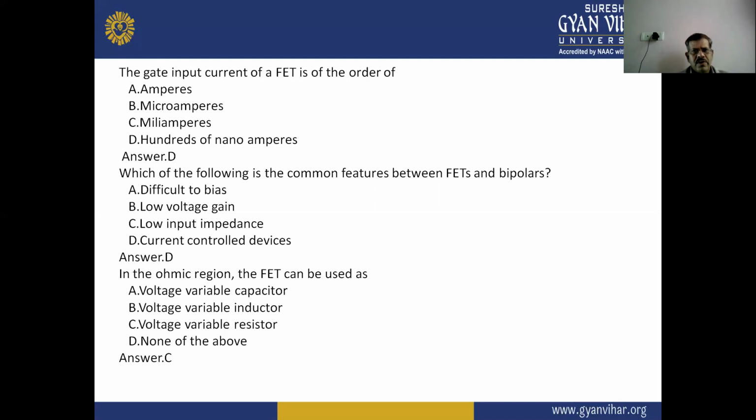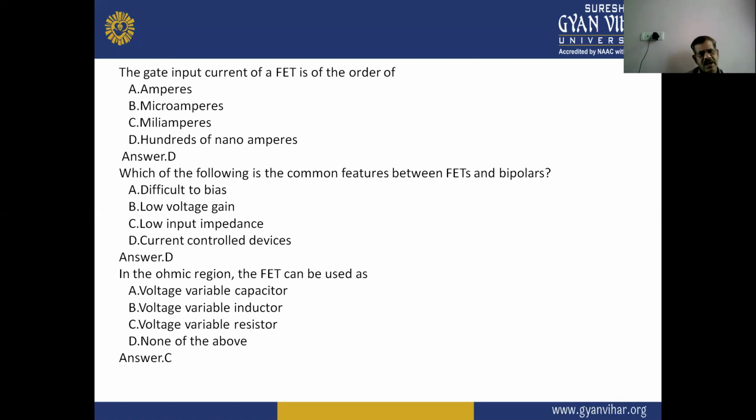Which of the following is a common feature between FET and bipolar junction transistor, BJT? Option A, difficult to bias, option B, low voltage gain, option C, low input impedance, option D, current control device. The correct answer is D, current control devices, a common feature between FET and bipolars.